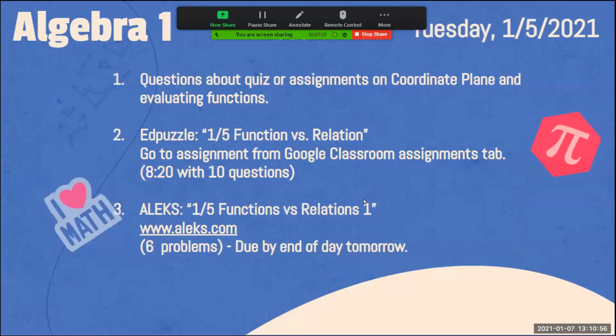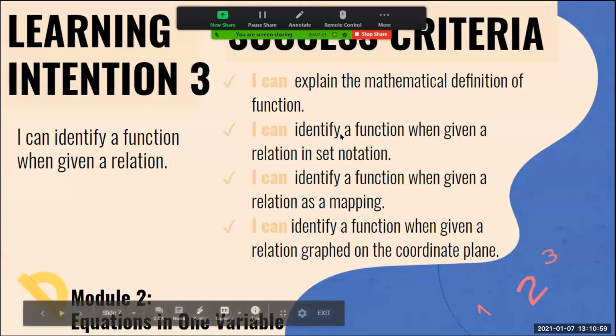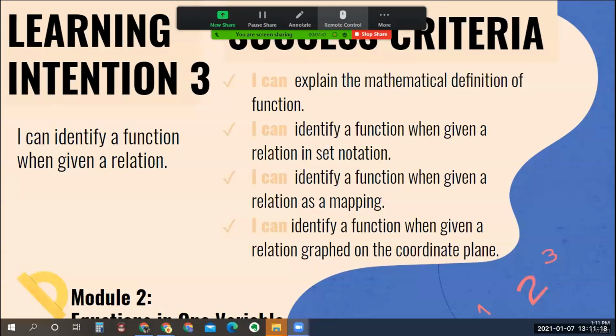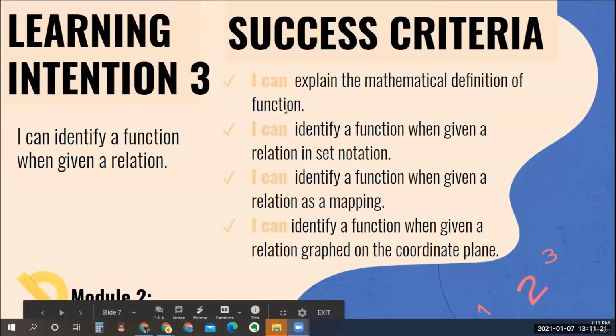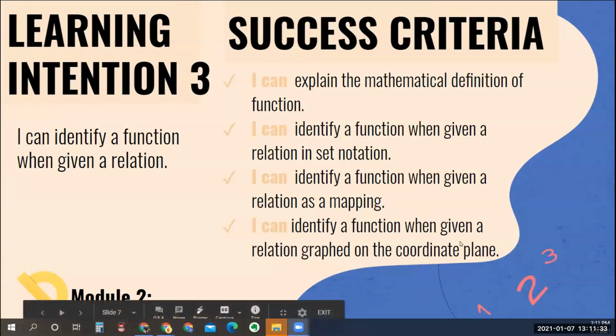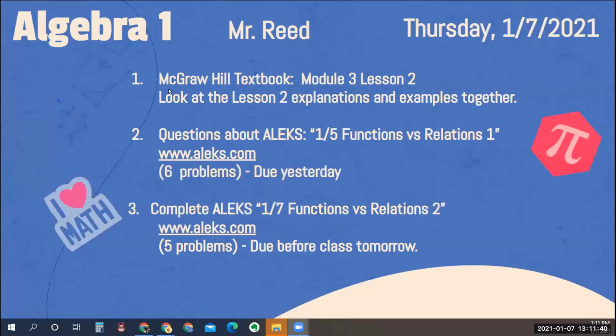If I go backwards for just a second, this is really what we started on Tuesday, but I didn't have this learning intention in our slide deck on Tuesday. So we are trying to make sure we can identify a function when given a relation. And so the success criteria here are: I can explain the mathematical definition of a function. I can identify a function. The rest of these are all, I can identify a function when given a relation. This one says in set notation. This one says when I'm given a relation as a mapping, when I'm given a relation graphed on the coordinate plane.